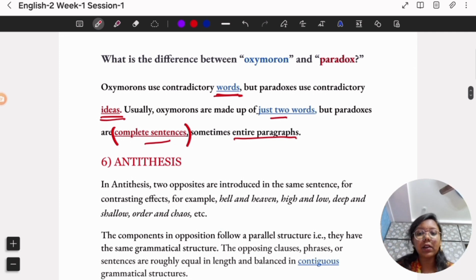Words, oxymorons are contradictory words. Paradoxes use contradictory ideas. Oxymorons are just two words, whereas paradoxes are complete sentences. So this is the difference.